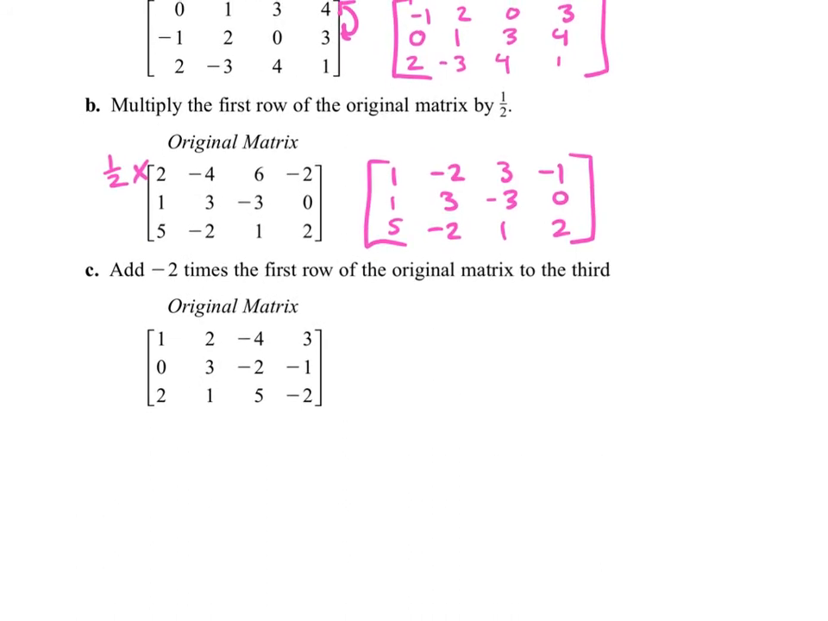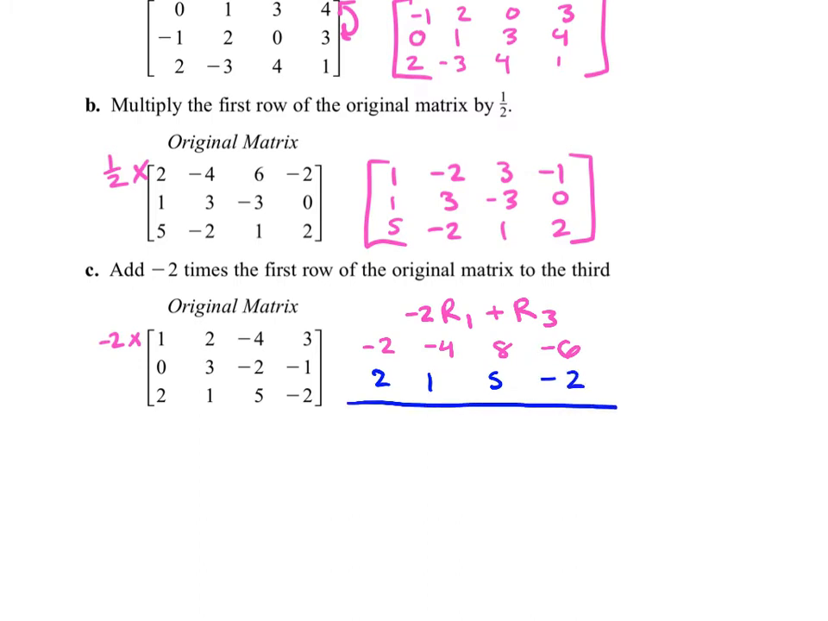In C, we have to add negative 2 times the first row of the original matrix to the third. So we're multiplying negative 2 times row 1 and adding it to row 3. Let's multiply negative 2 to our first row, and what do we get? Negative 2, negative 4, 8, and negative 6. Then our third row is 2, 1, 5, and negative 2, and we just have to add these together.